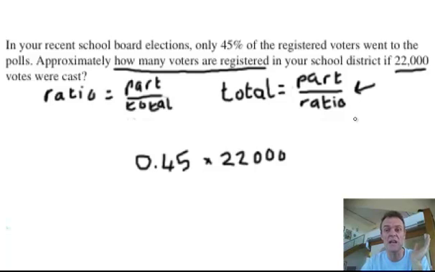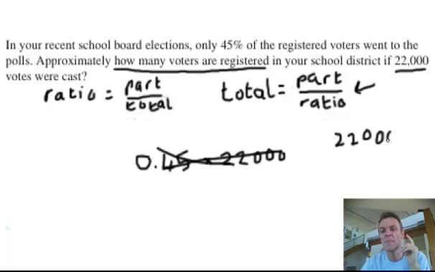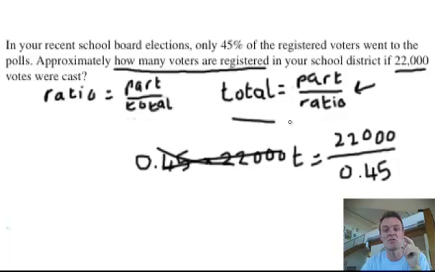Only 22,000 voted, so it's not this, all right? I'm not doing 45% of 22,000 because that's not the total amount of people. I know that 22,000 people voted. Now that is only 45%, so 0.45, of the total. That is going to give me the total. I've just used that equation here. So be careful how you read these questions.